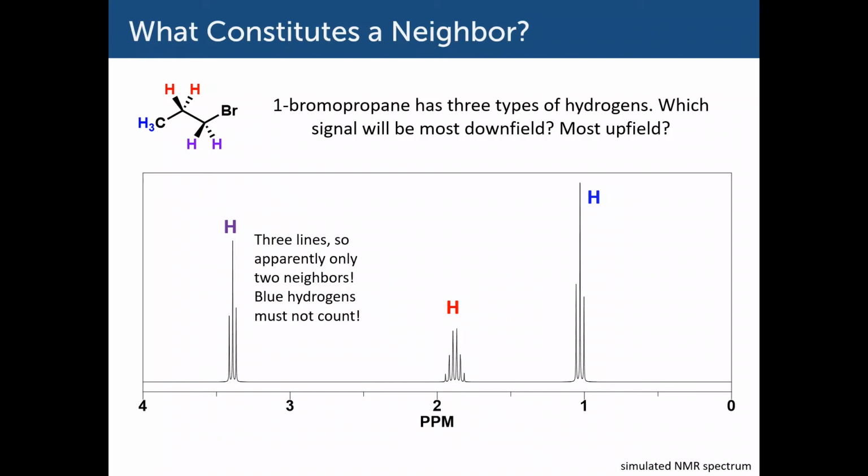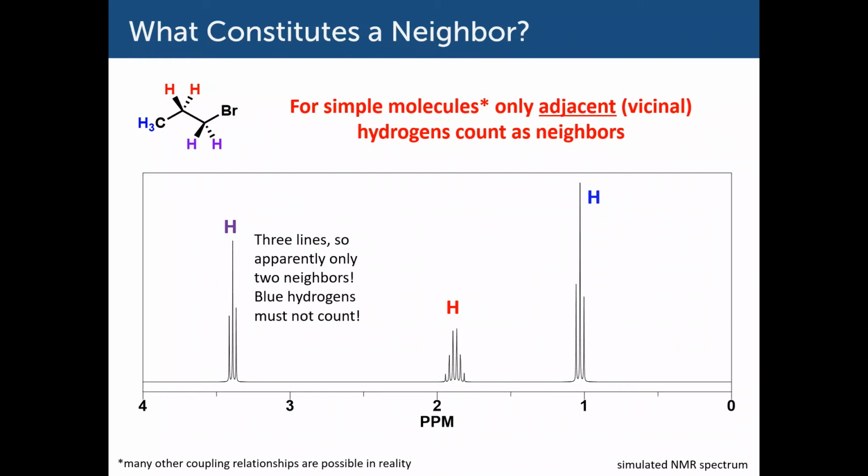Interesting. So what we can say is that for simple molecules, really only adjacent, or sometimes called vicinal, hydrogens count as neighbors. So adjacent would mean that it would take you 3 bonds to go from one hydrogen to the other. If we look at this with our purple and red hydrogens in the structure here, we would go from H to C, that's 1 bond, from C to C, that's 2 bonds, and then from C to H, that's 3 bonds. So that's typically what we're going to think about for adjacency. Anything more than that, so like 4 bonds or 5 bonds, for simple molecules, you will never see coupling.